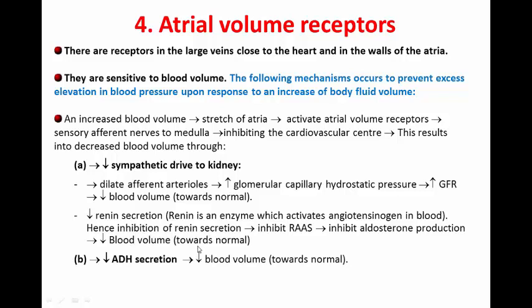The other important mechanism which happens to prevent excess elevation of arterial blood pressure when the blood volume increases is the decreased secretion of antidiuretic hormone from the posterior pituitary. Thus, blood volume is lowered towards normal. Also, there would be an increase in the atrial natriuretic peptide. This is released from the atrial myocytes, as was described in a previous lecture, and this causes inhibition of the renin-angiotensin-aldosterone system, and it also causes vasodilatation, lowering the systemic vascular resistance.